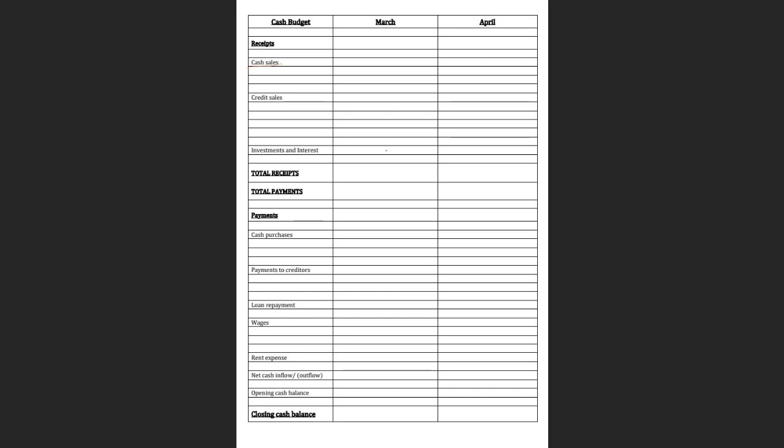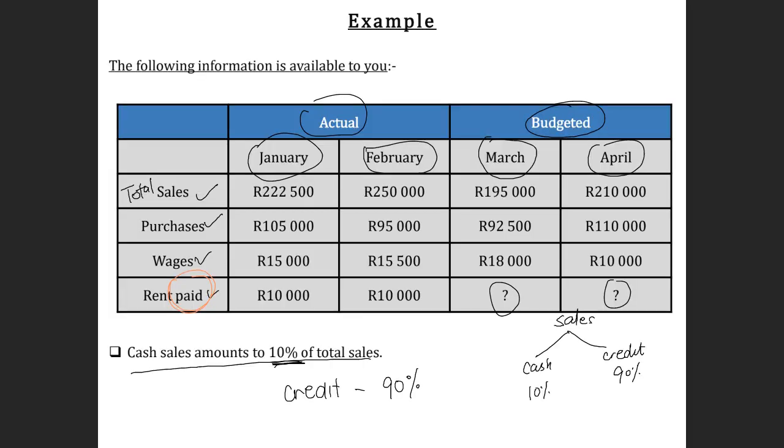So remember your cash sales, and we saw this with your debtors schedule as well. We are only going to include the months for which you are drawing up the schedule or the budget. So in this example, we're drawing up the budget for the months of March and April, which means that we are going to include the cash sales only for the months of March and April.